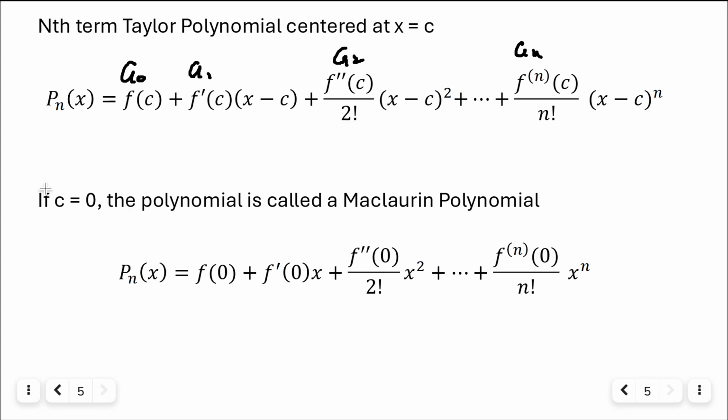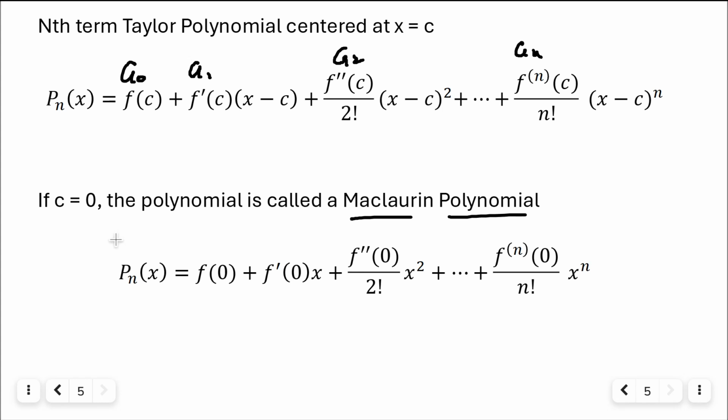Okay? If c is equal to 0, we give the polynomial a special name called a Maclaurin polynomial. So if ever I ask you to write the Maclaurin polynomial, you know automatically the center is at 0. All right? So then c would just be 0 every single time, and it would just leave me with an x rather than an x minus c there. But this is really the same formula.